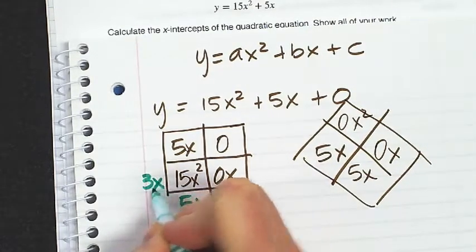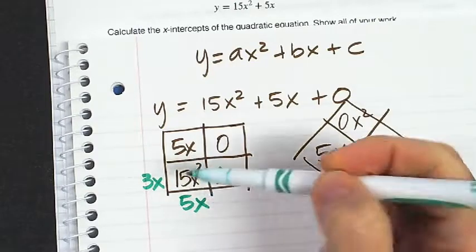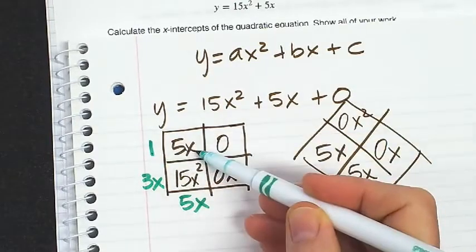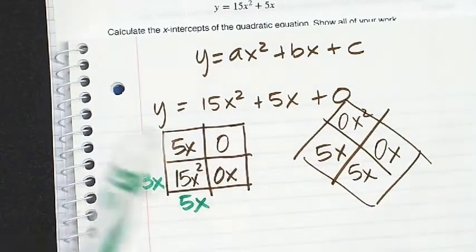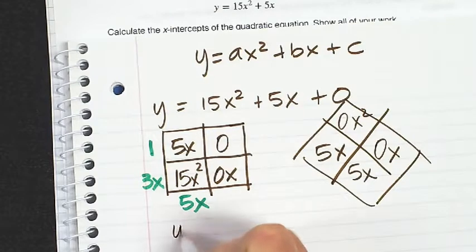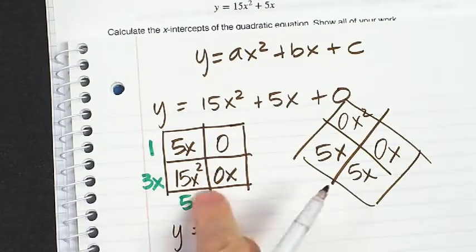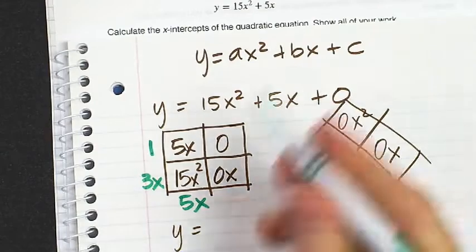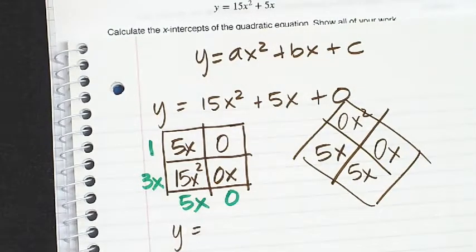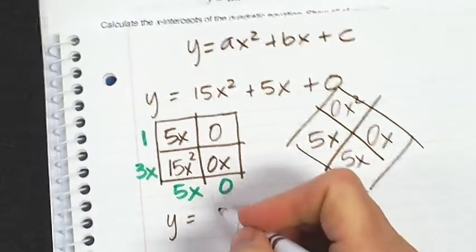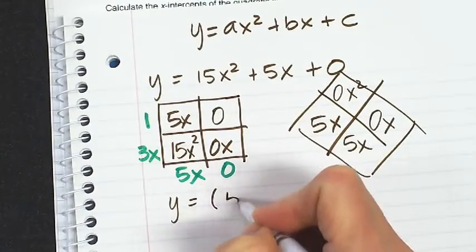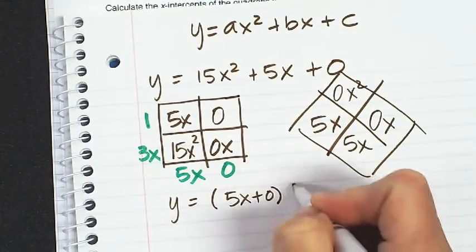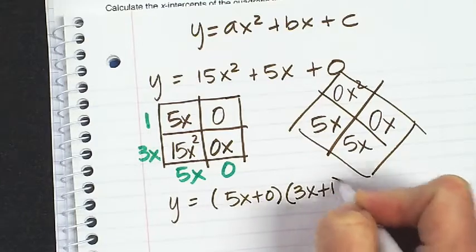5x times 3x is 15x squared, and then 5x times 1 is 5x. So then this is going to factor into, oh, and 3x, I kind of skipped over that. 3x times 0 is 0x. So y equals 5x plus 0 times 3x plus 1.